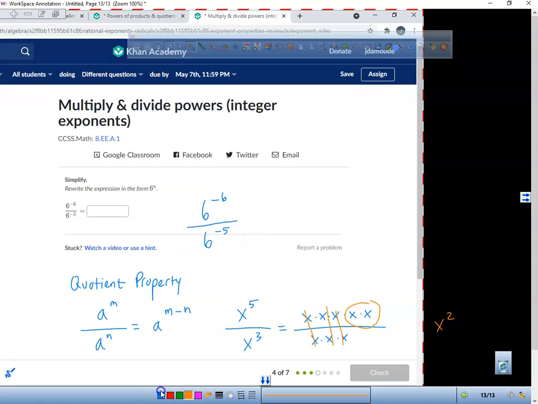So what am I going to do with this one? It says 6 to the power of negative 6, but what do I have to do? I have to take away a negative 5. So I'm not just taking away a 5, I'm taking away a negative 5. What happens when you have a negative times a negative? That's a positive. So that's 6 to the power of negative 6 plus 5. So it's 6 to the negative 1, and that's what my answer is going to be right here. 6 to the power of negative 1. Now that's the same as saying 1 over 6, just so you know. 6 to the power of negative 1 is the same as 1 over 6.